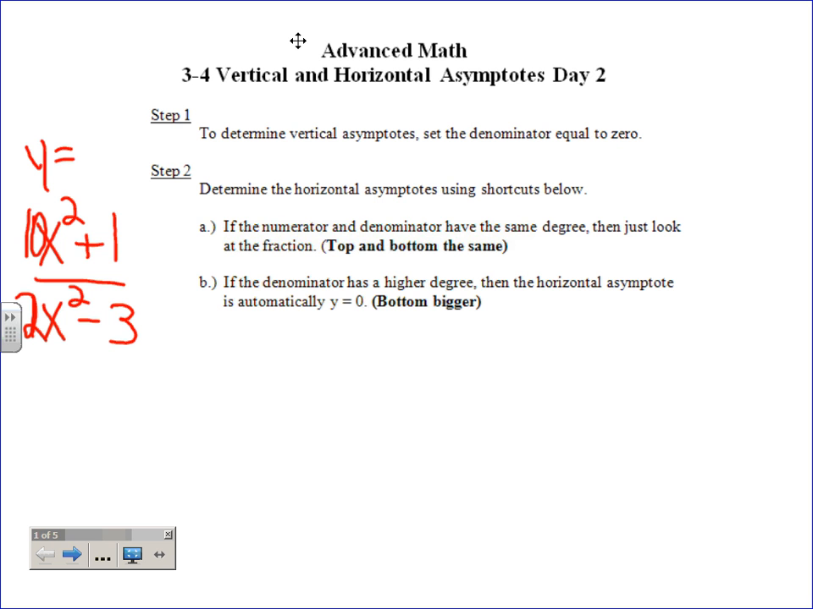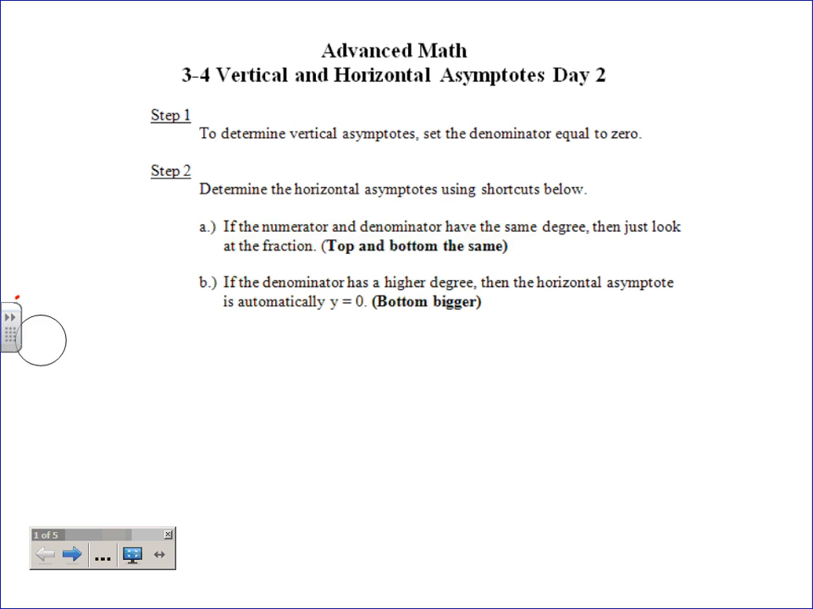The other one is if the denominator has a higher degree. This one's easiest. That's an automatic answer. If the denominator has a higher degree, can somebody give me an example of one where the denominator has a higher degree than the numerator? Okay, no, that's not what I'm looking for. I know what you're trying to say, but not what I was looking for. Yeah. X plus 4 on top. And?